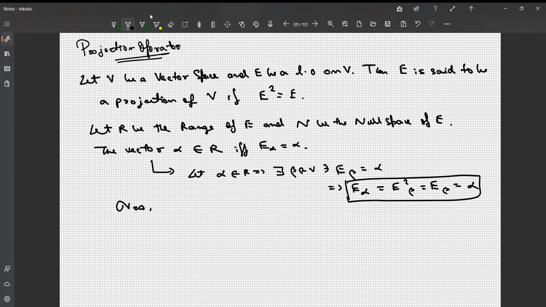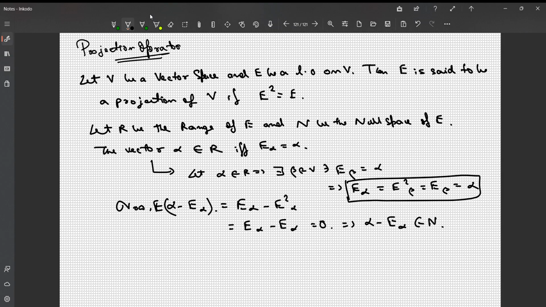Now, what can you say about this element? What is alpha minus E alpha? What is the image of this under E? So the image of this under E is basically E alpha minus E squared alpha. But we know E squared alpha is nothing but E alpha. So it's 0. That means elements of this form, they're in the null space of E.